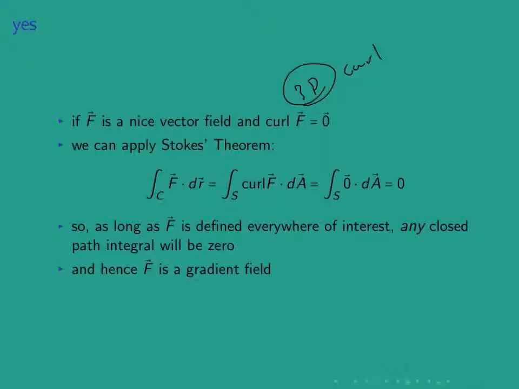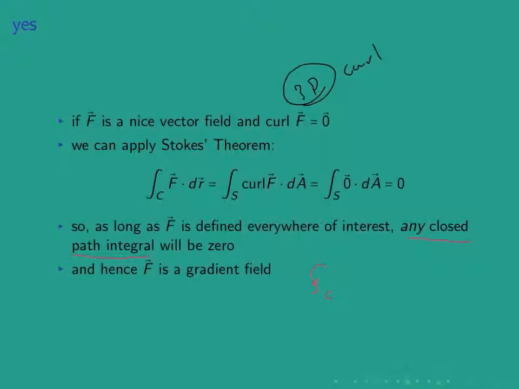So Stokes' theorem says that the line integral around a closed path that's associated with the surface S can be evaluated by taking the flux integral of the curl of that vector field F. Well, if this curl is always zero, then I simply am taking the flux of the zero vector field, and of course, through any surface, that's going to be zero. So, as long as F is nice everywhere, then no matter what the path is, this line integral is always going to be zero. Okay, and in particular, any closed path line integral will be zero.